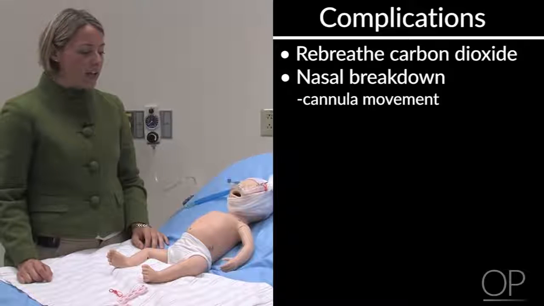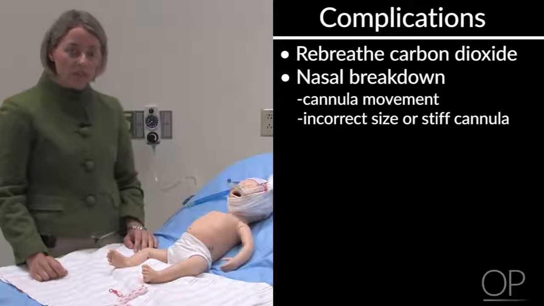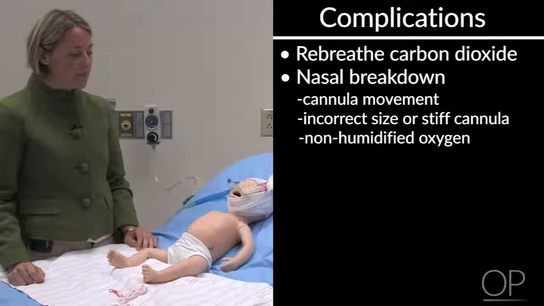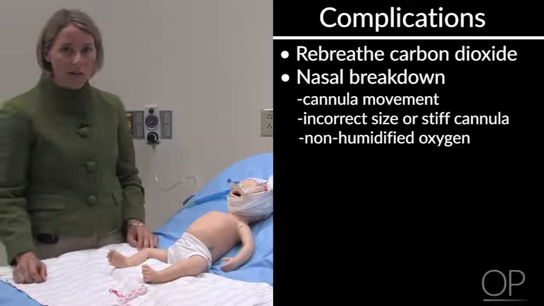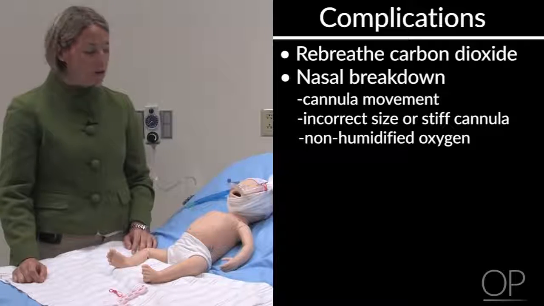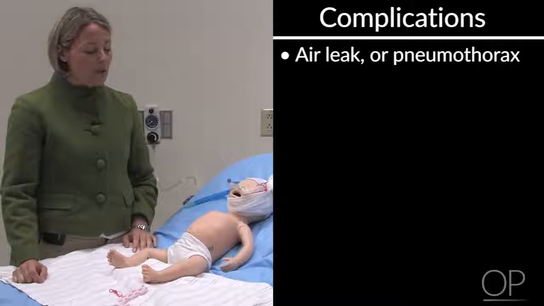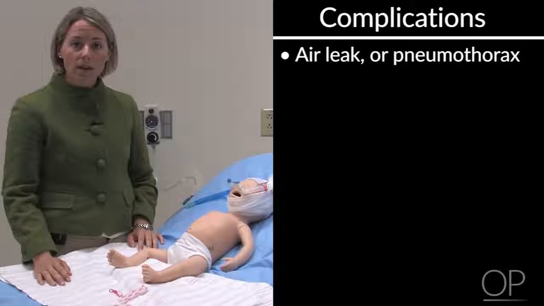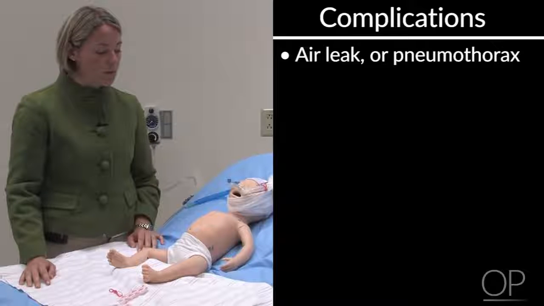Also, if you have a cannula that is not the right size and is moving around inside the nares or is very stiff, you may develop more nasal breakdown. And additionally, if you're using non-humidified oxygen, it may be more uncomfortable and more drying to the nares, which can promote more nasal breakdown. So if you have the capabilities to use humidified oxygen, it's generally safer and more comfortable for the patient. You may also develop an air leak, such as a pneumothorax. You'll want to watch for that and notice if your baby develops increased work of breathing, hypoxia, or diminished breath sounds. You want to make sure that you think about pneumothorax as a possible complication.